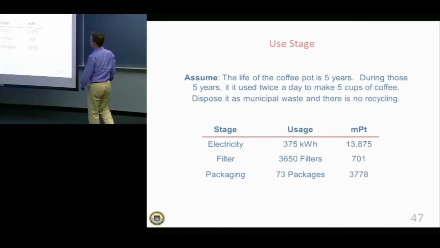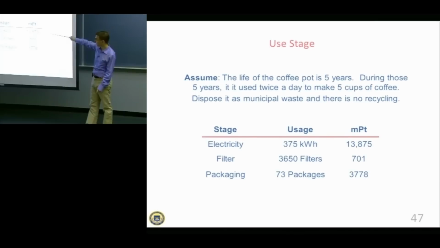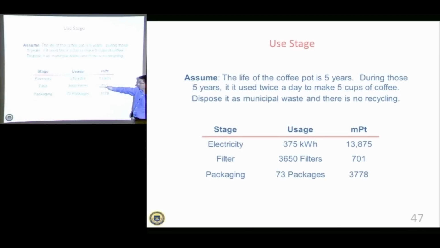The use stage goes back to some of the assumptions that were made. This was a real LCA that was done, and I'm just shortcutting that to talk about how you model the system. But this is a 5-year coffee pot, twice a day, 5 cups of coffee each, and we're not recycling it. It's just a landfill. So here is the electricity demand over the 5 years. 700 filters roughly. No, more than that. 3,600 filters. Wow, that's a lot of filters. And then they come in packages, so you've got 73 packages coming from different places.